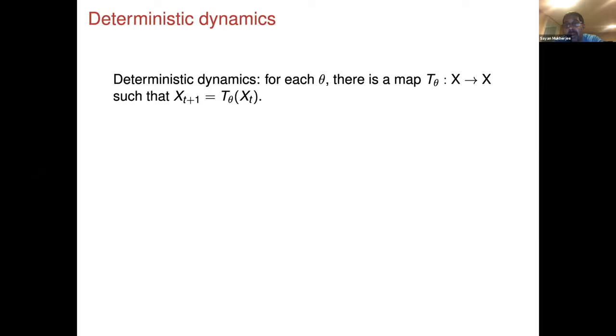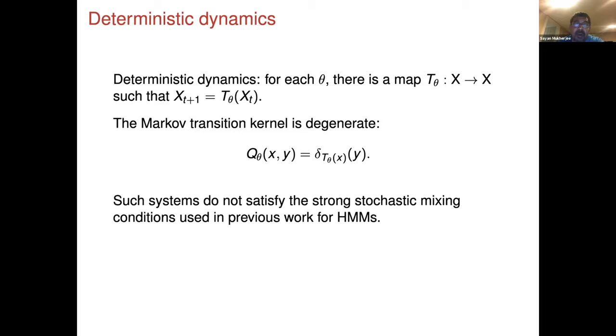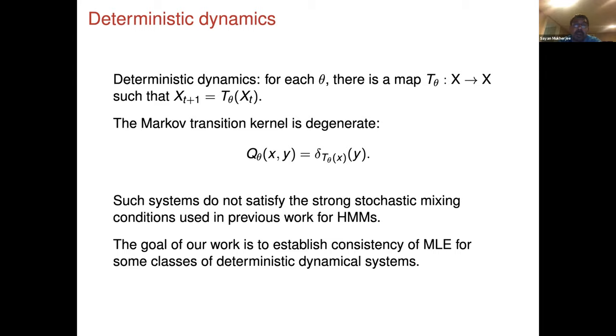And I think this is going back to your question about the hidden Markov model. So this is my map. It's deterministic dynamics. And if you look at this, a Markov transition kernel is going to be degenerate. So what can you do, okay? So let's say we want to establish some notion of consistency for classes of dynamical systems, okay? So there are two questions. One, can we do it? And two, do the results that we get apply to any dynamical system? Because it would be very sad if they don't.